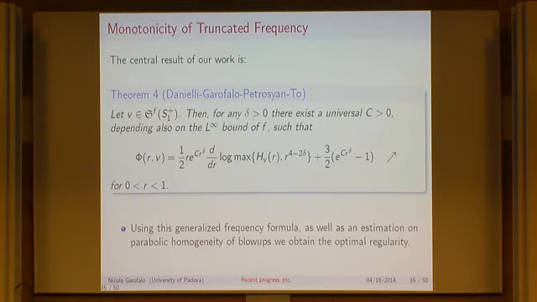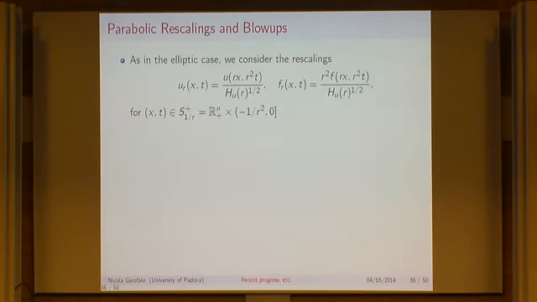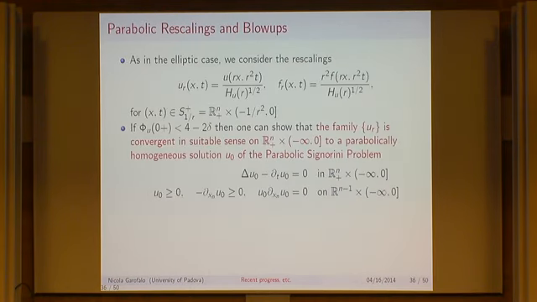If the limit is strictly less than 4 minus delta, then you can prove that the rescaled family UR converges in a suitable sense in the half strip Rn plus cross minus infinity 0 to a parabolically homogeneous function U0, which is a global solution of the Signorini problem. So now we have a global solution of the Signorini problem. Here there are the Signorini conditions, okay?